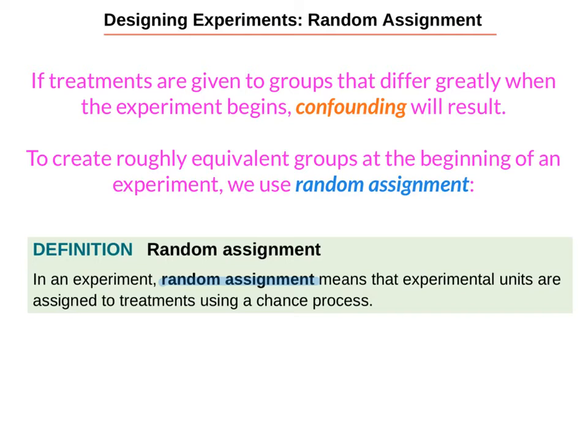Beyond that, if treatments are given to groups that differ greatly when the experiment begins, confounding will result. And we know confounding is not what we want. So in order to create roughly equivalent groups at the beginning of an experiment, we use random assignment. Yet again, another place where randomness comes into play. So what is random assignment? In an experiment, random assignment means that experimental units are assigned to treatments using a chance process.